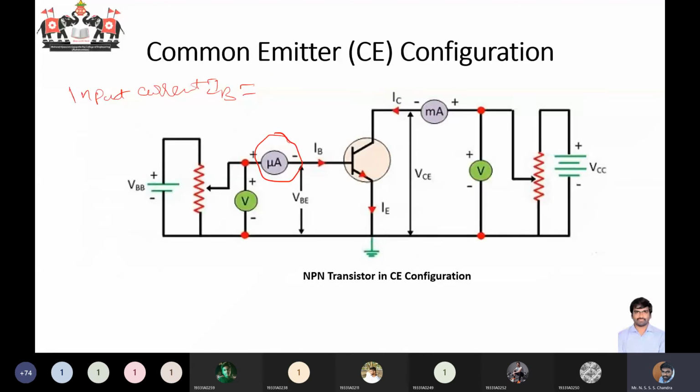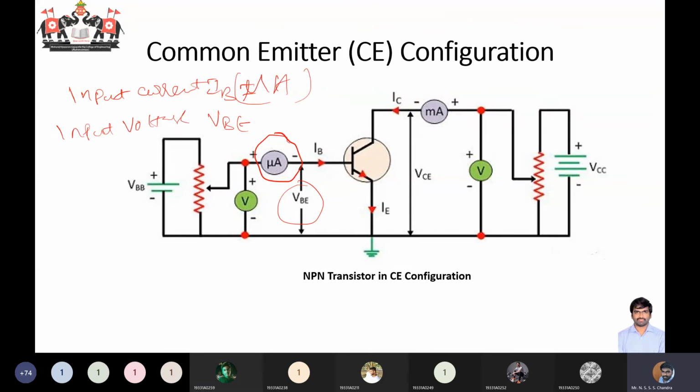What is your input voltage? Input voltage is VBE. So this is your VBE. Here also we are using a potentiometer kind of setup, but in the actual lab we are going to use a regulated power supply. And what type of transistor is this? Is it an NPN transistor or a PNP transistor? We can use both transistors. NPN, sir. Yeah, NPN transistor.